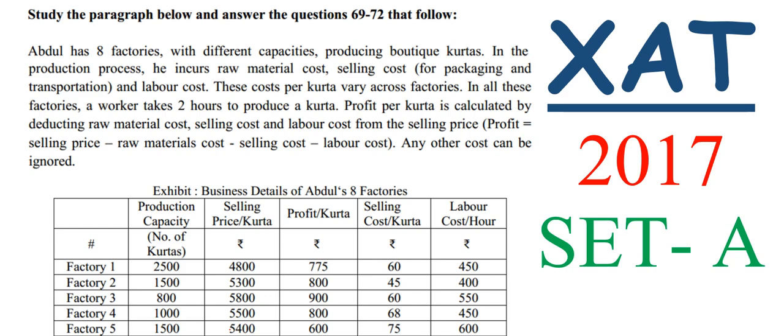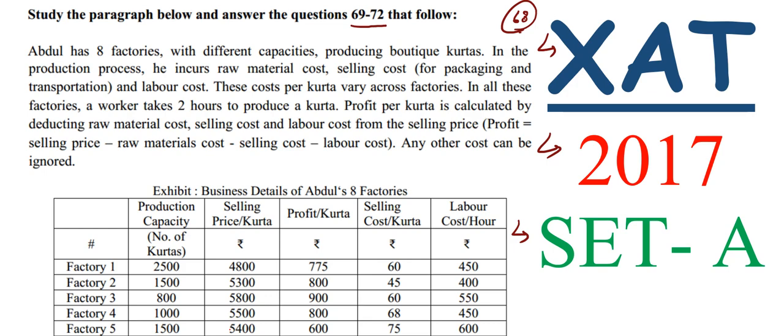Today we are going to solve XAT 2017 question paper Set A. In our last videos we have solved questions up till 66. So now we are going to start with question number 67. Here we have a paragraph for questions 67 to 72. So now let's go through this paragraph.